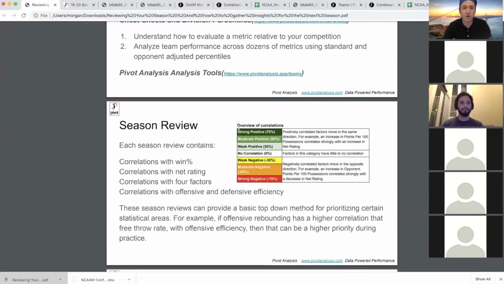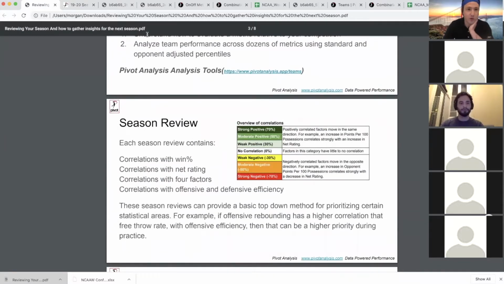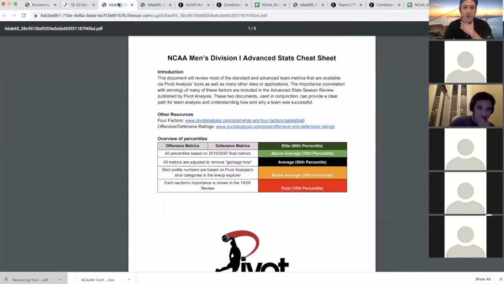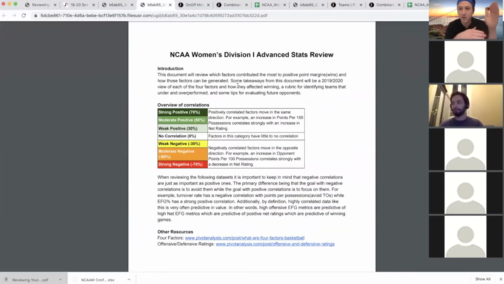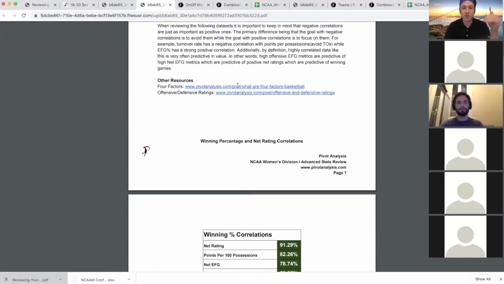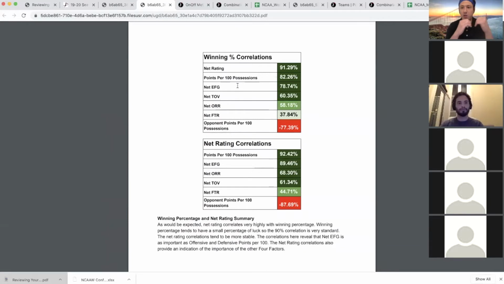So just to briefly go through some of the documents. For each division, men's and women's, we have a season review. What we did with this document was analyze every metric, starting at winning percentage and moving down through percent of shots from mid-range, and identified how they correlated with winning, with net rating, with offensive efficiency. We tried to make it pretty straightforward for, okay, how do I prioritize winning?